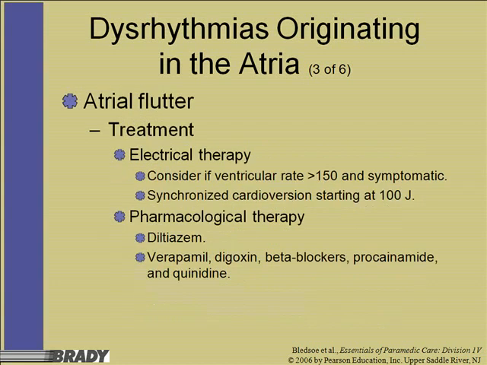Consider a ventricular rate greater than 150. In other words, if that ventricular capture is greater than 150 beats, then we know that we're not doing enough cardiac filling and enough cardiac squeeze, and if they're symptomatic with chest pain, shortness of breath, or decreased LOC, then synchronized cardiovert, again starting at 100 joules, and consider that cardioversion therapy. We may also want to consider diltiazem, verapamil, DIG, beta blockers, procainamide, and quinidine. So those are some options that we have out there. We'll certainly get into that more when we get into your ACLS.